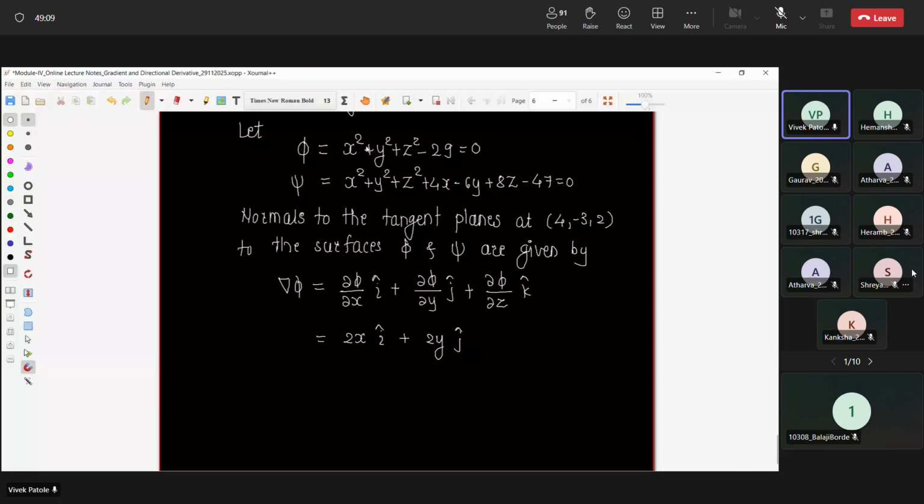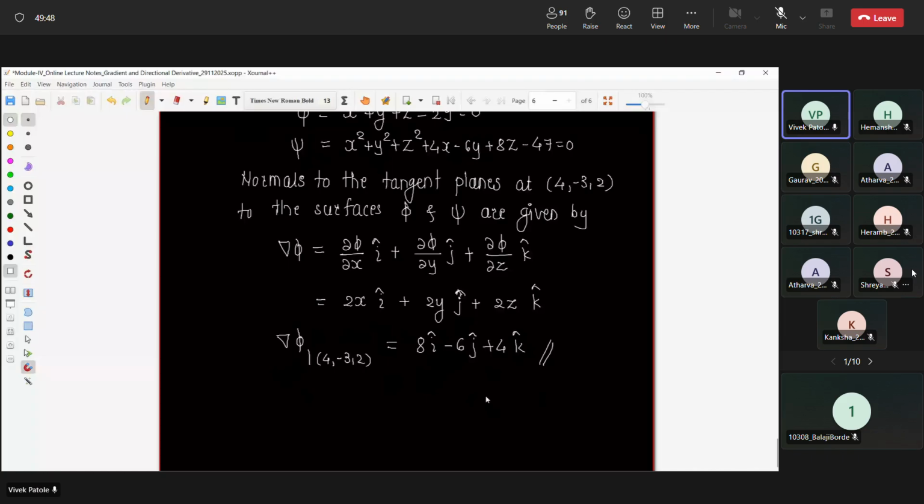and 2z k cap. Completely differentiating phi with respect to x, I get del phi upon del x simply 2x, then del phi upon del y as 2y, then 2z k cap, right? And this we are supposed to evaluate at the point (4, -3, 2). So what must be our del phi? It is 8 i cap minus 6 j cap plus 4 k cap. See, this is the normal to the surface phi at the point (4, -3, 2).